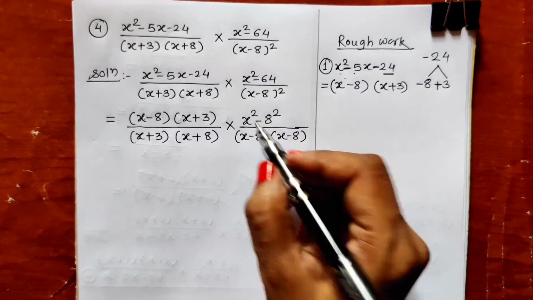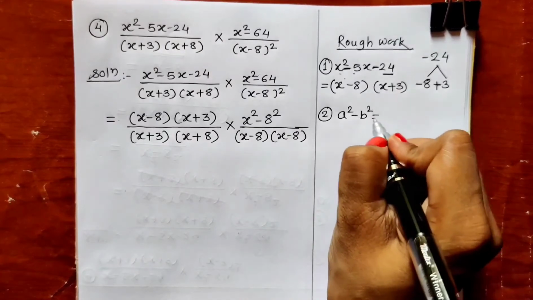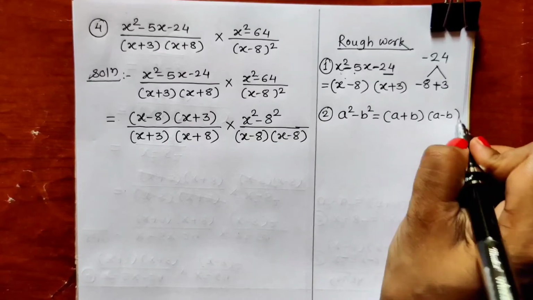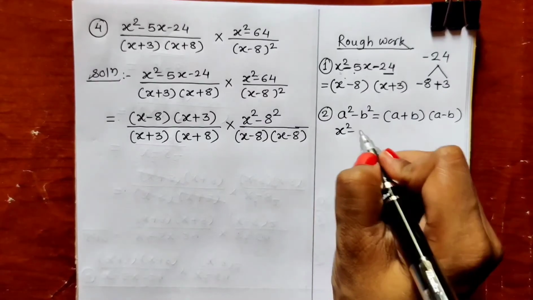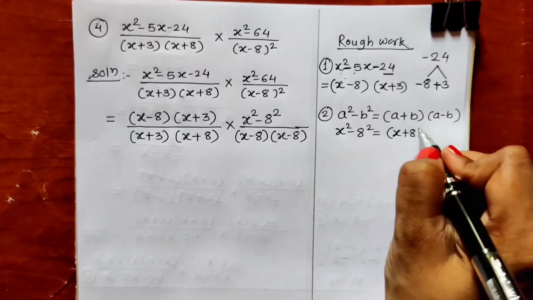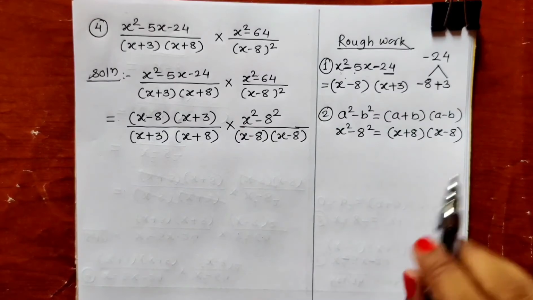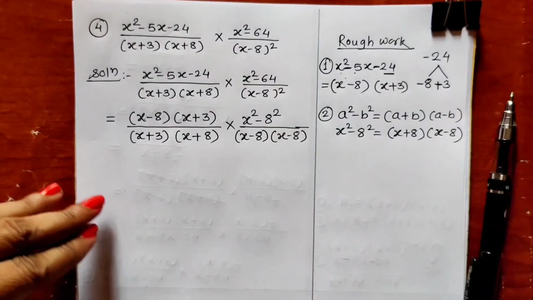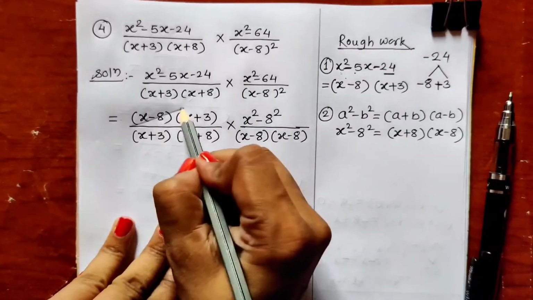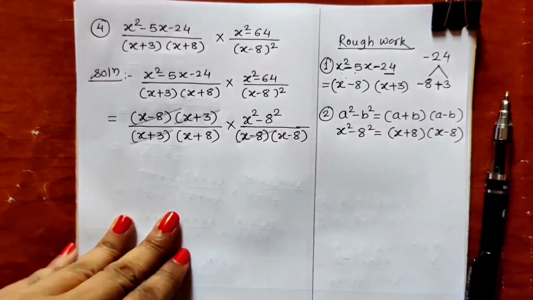Now here x square minus 8 square, we can apply the formula of a square minus b square: a plus b in the first bracket, a minus b in the second bracket. So x square minus 8 square can be written as x plus 8 in the first bracket, x minus 8 in the second bracket. So if you want you can cancel a few brackets here only. x minus 8 with x minus 8, x plus 3 with x plus 3.